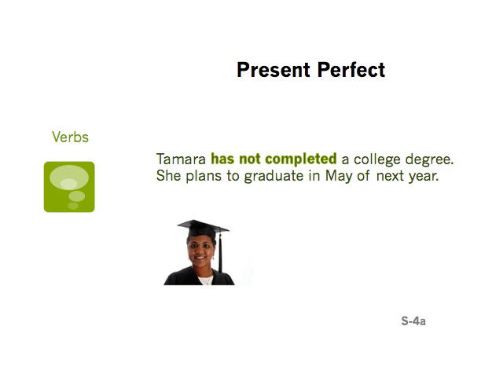We can also use the present perfect tense for events that have, or haven't, happened before now at an unspecified time. Tamara has not completed a college degree. She plans to graduate in May of next year.